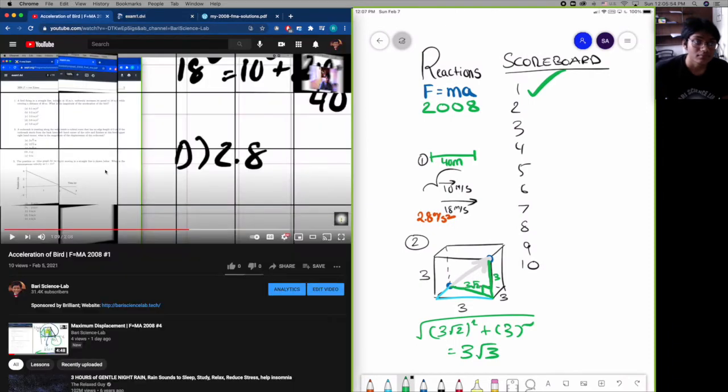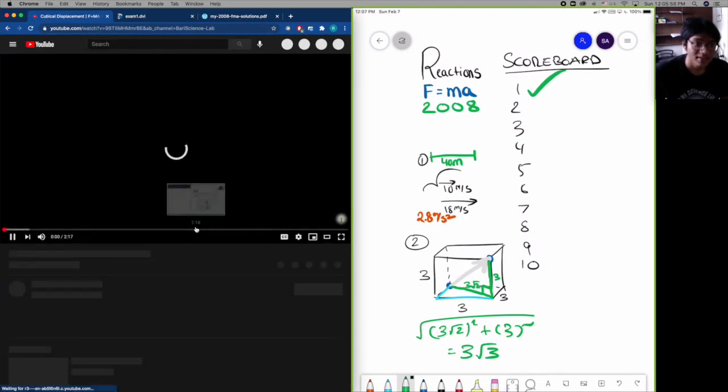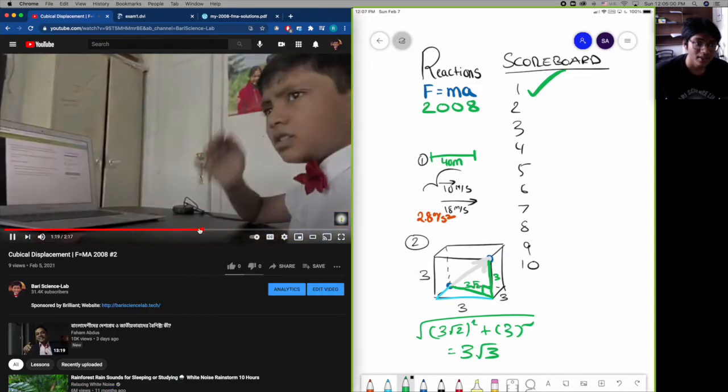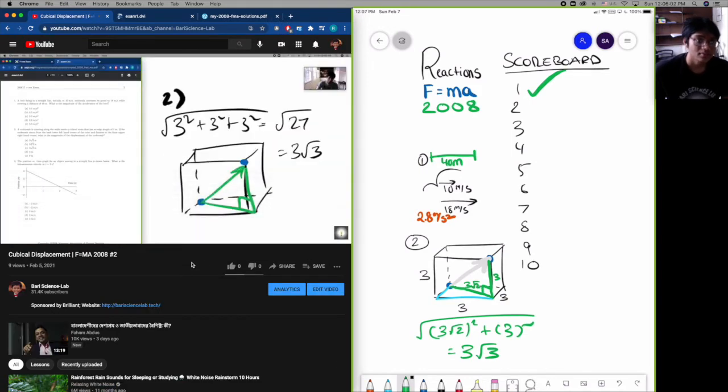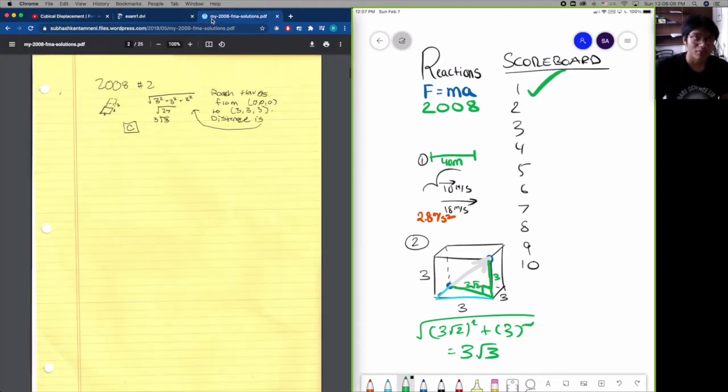Okay, so cubical displacement. Alright, so let's see what I got. Yep, so that's going to be answer choice C. Alright, so I got choice C. Let's see what the right answer is. Choice C indeed. We got 2 for 0, folks. Let's keep on moving.